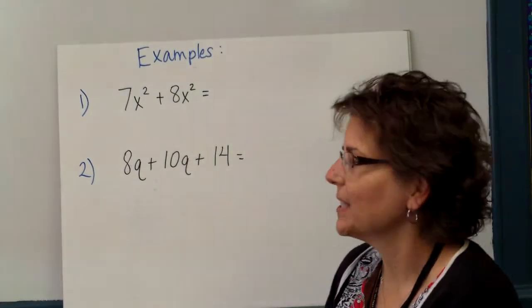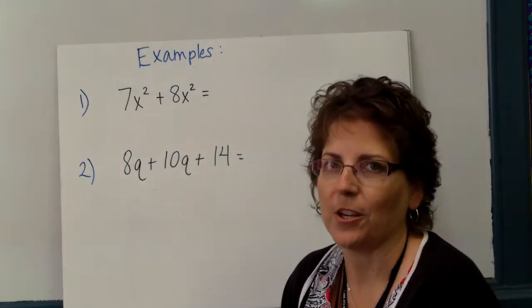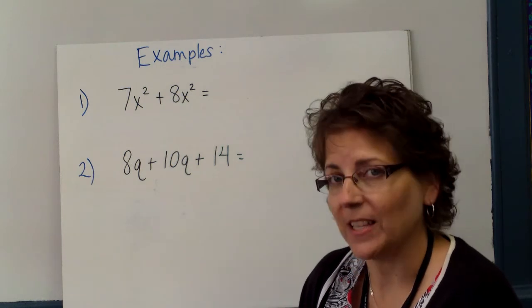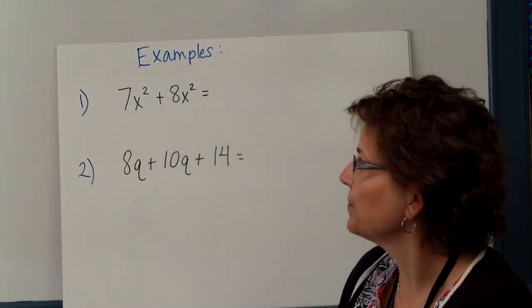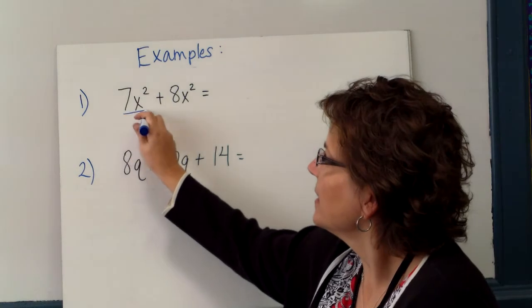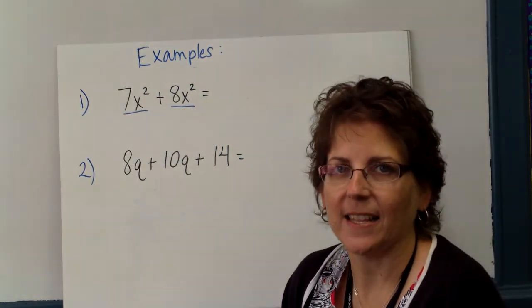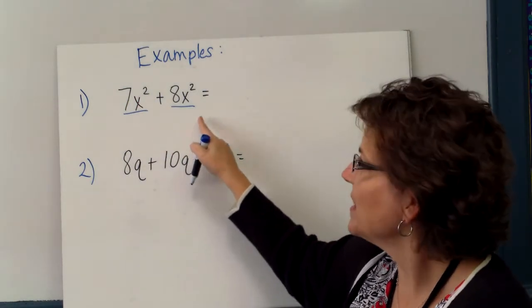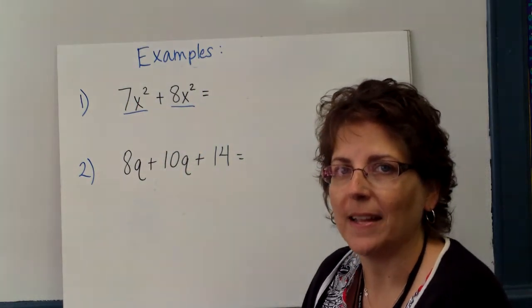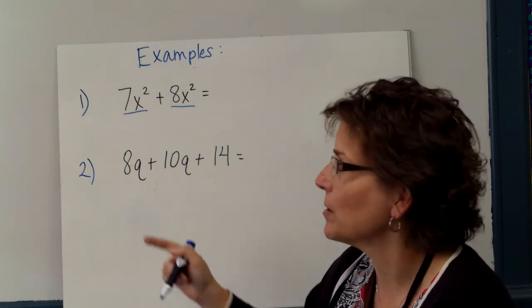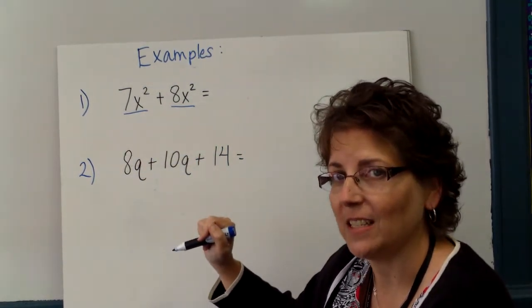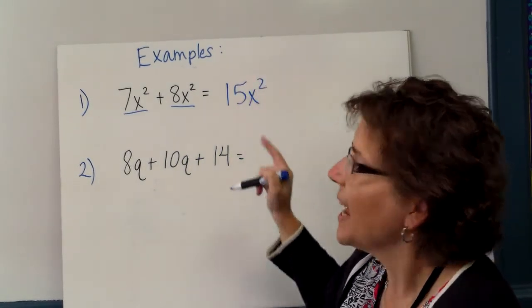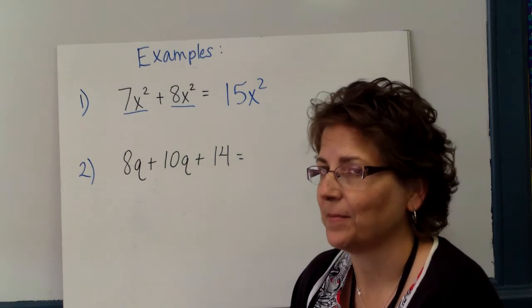Let me give you some examples. Number 1, 7x squared plus 8x squared. Well, we can simplify that, and we have to look for the like terms. What I'd like you to do is get in the habit of underlining the terms that are like terms. So this has an x squared, and this has an x squared. So I can combine them, and all I have to do is simply add the numbers. 7 plus 8 is 15. So my answer is 15, and then I keep the x squared after it.